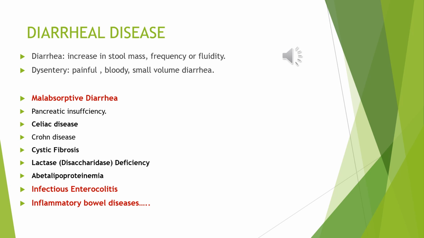Another cause of malabsorptive diarrhea is cystic fibrosis, which is caused by a genetic mutation. Another cause of malabsorption is lactase deficiency, a common cause of diarrhea caused by deficiency of the enzyme needed for the digestion of the disaccharide lactose, milk sugar. And another cause is abetalipoproteinemia. So all of these are diverse causes of diarrhea, and they differ somewhat in their clinical presentation.